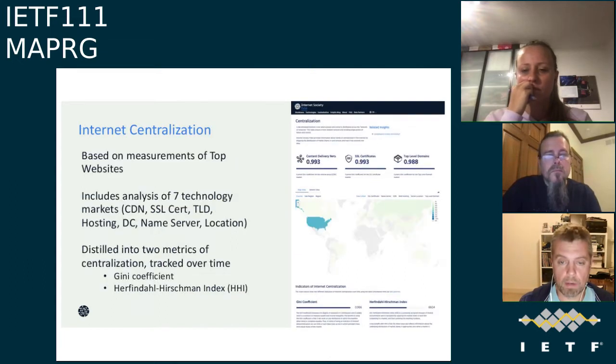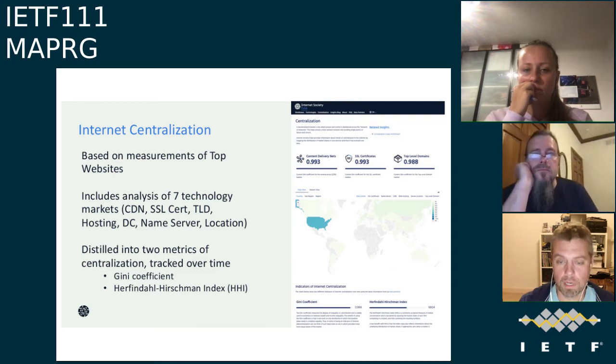We're, as I mentioned, about to launch a focus area on internet centralization, which I know is a topic close to some people's hearts. There have been workshops and such on the topic, and we are including analysis of 7 different technology markets as part of this, looking at 2 different metrics of centralization, and we're tracking those over time. There's a lot to unpack in this.